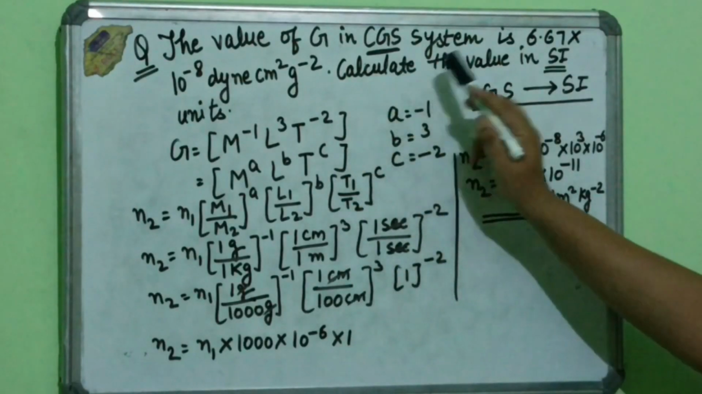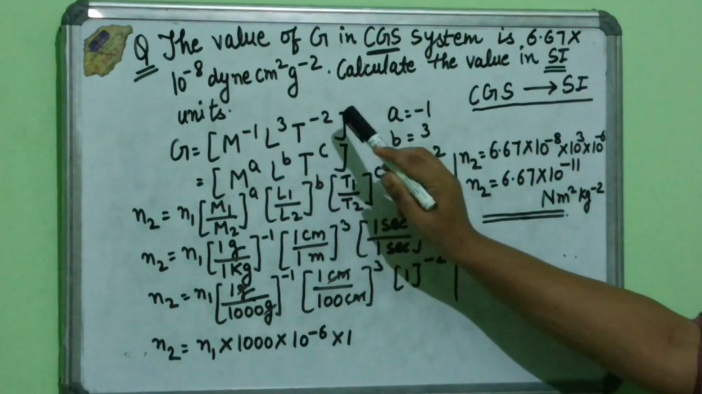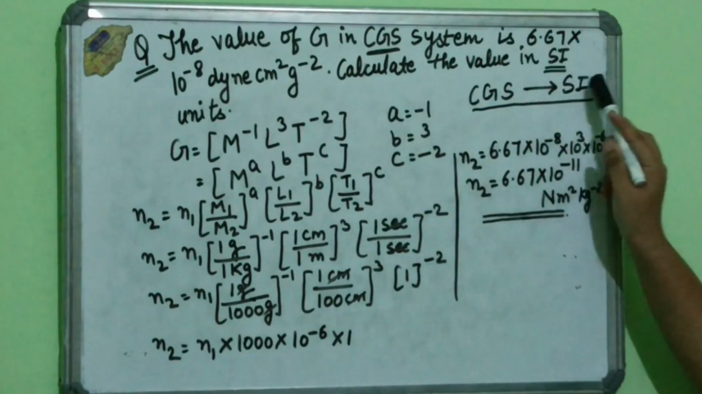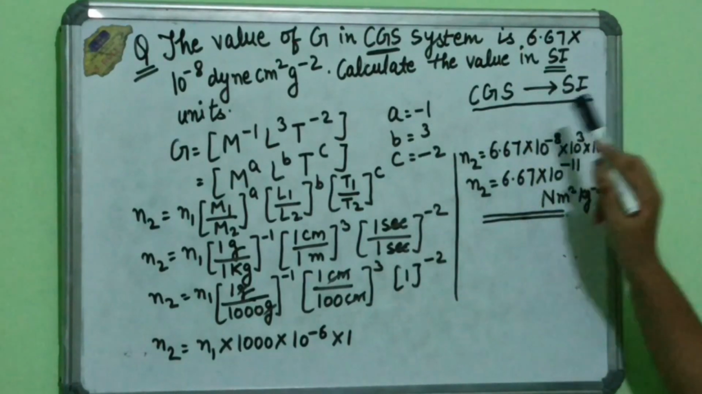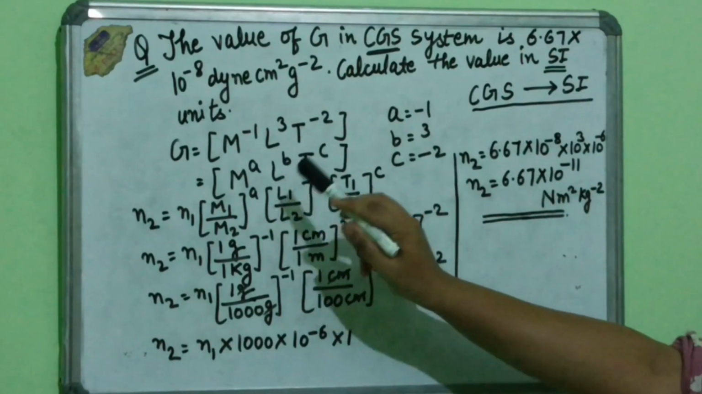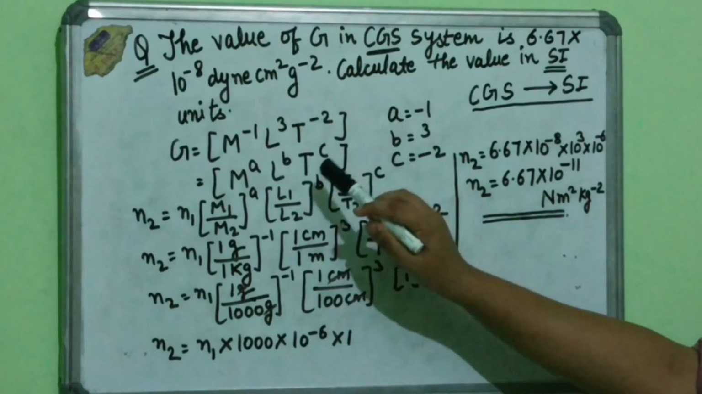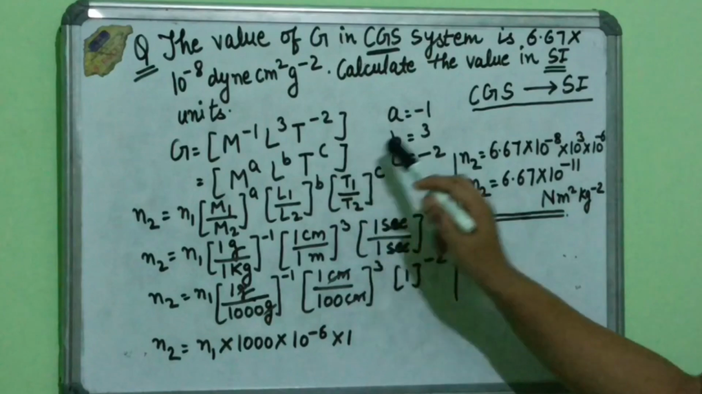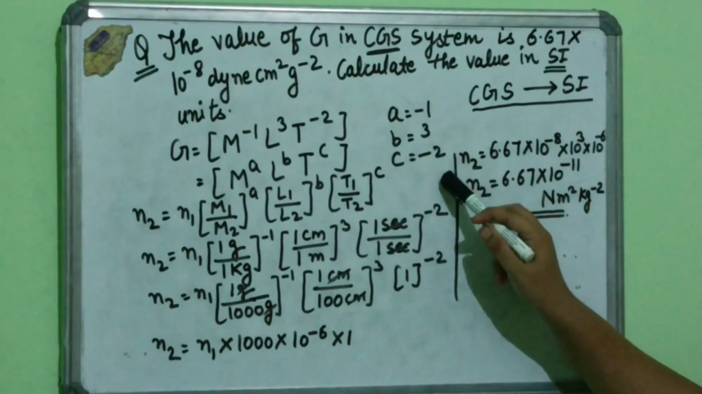Now let's talk about the next question. The value of G in CGS is shown as 6.67 into 10 to the power minus 8 centimeter cube gram inverse second square. Calculate the value in SI units. So we have to convert from CGS unit to SI unit. We know that the dimensional formula for the gravitational constant G is M to the power minus 1, L to the power 3, T to the power minus 2. If we compare this with M to the power a, L to the power b, T to the power c, we get a is equal to minus 1, b is equal to 3, c is equal to minus 2.